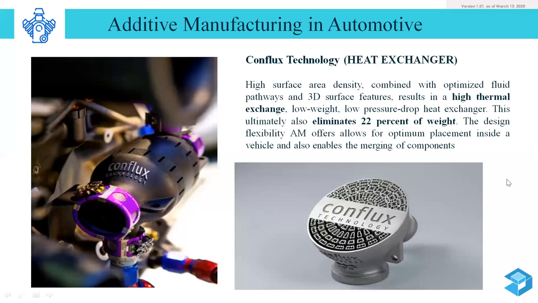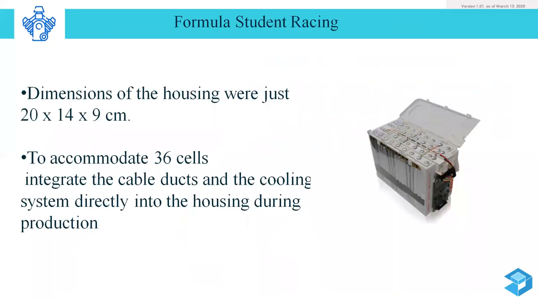And even certain Formula student racing teams have been able to manufacture various battery housings. This is an example from Germany, from a global Formula racing team. They were able to manufacture this and reduce the weight and accommodate around 36 cells into their housing. And that is only possible using SLS, and they were able to use that.